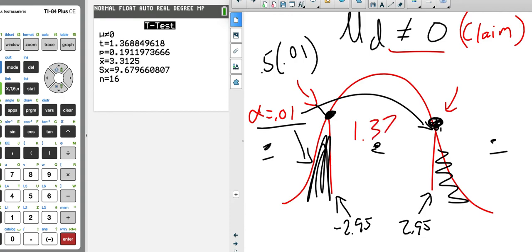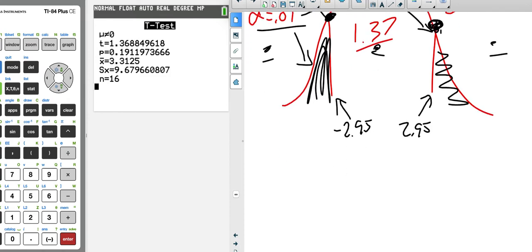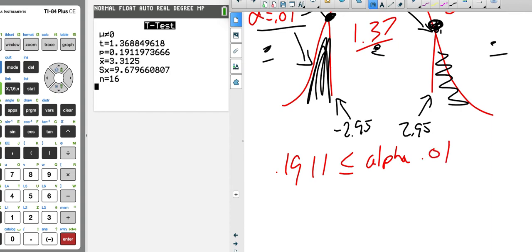All right, so we get a t-value of 1.37. It's not in the rejection region. We can also use our p-value of 0.1911. Is that less than or equal to our alpha value of 0.01? Nope, this is not less than this, so we fail to reject in both cases.